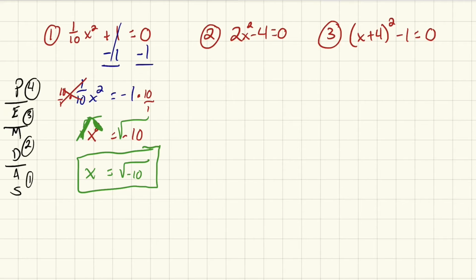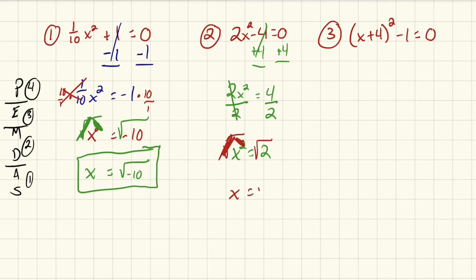All right, number 2 is 2x squared minus 4 equals 0. To solve this, again, we start with addition and subtraction, which gives us 2x squared equals 4. Our next step is multiplication and division, so I divide both sides by 2. That leaves me with x squared is equal to 2. And then our last step is to take the square root of both sides. The square root and the squared cancel out, giving me x. And then the square root of 2 is just the square root of 2. Can't do anything with that.